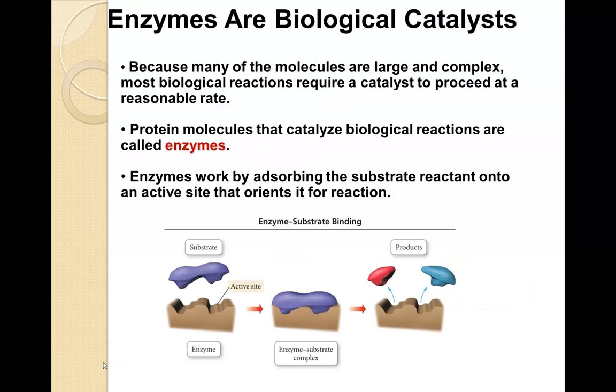And finally, let's talk about enzymes. Because many of the molecules are large and complex, most biological reactions require catalysts to proceed at a reasonable rate. Protein molecules that catalyze biological reactions are called enzymes. Enzymes work by adsorbing the substrate reactant onto an active site that orients the reaction. So here we have an enzyme. The substrate comes in, and then it holds it in place while the reaction occurs, and then the products are made.